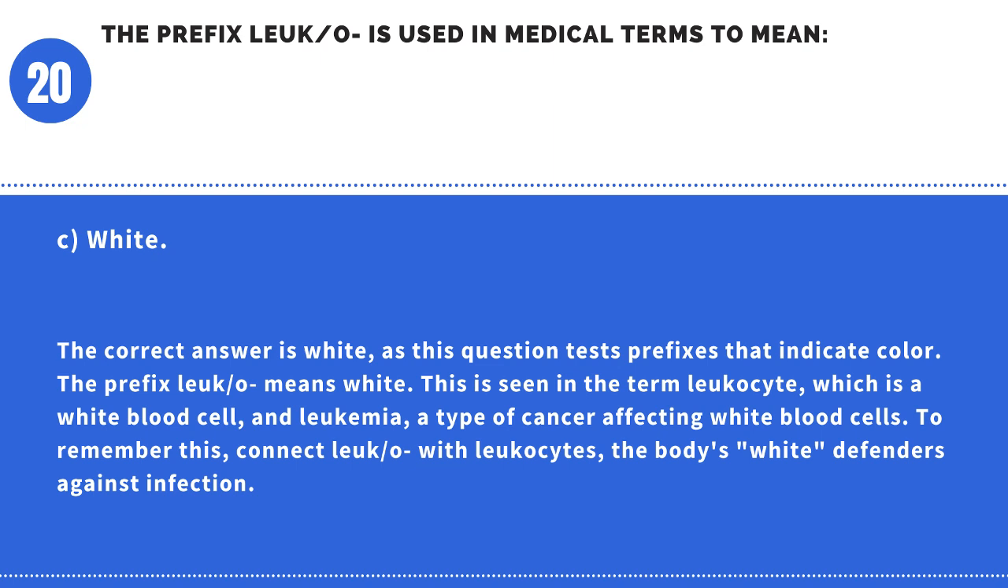Answer: C. White. The correct answer is white, as this question tests prefixes that indicate color. The prefix leuk/o means white. This is seen in the term leukocyte, which is a white blood cell, and leukemia, a type of cancer affecting white blood cells. To remember this, connect leuk/o with leukocytes, the body's white defenders against infection.